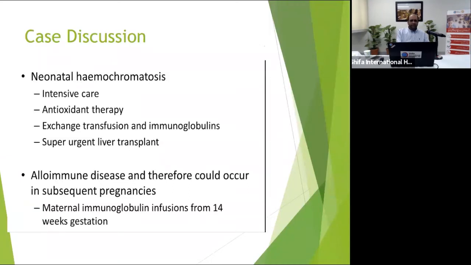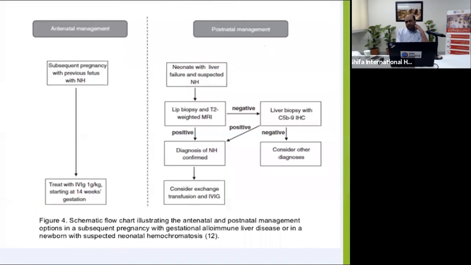is that for the medical students to understand, this condition is just like Rh or ABO incompatibility. This is an alloimmune disease. And in this disease, there are antibodies of the mother, IgG antibodies, across the placenta, that damage the baby's hepatocytes. That further leads to the progression of this disease. If this disease is diagnosed, in the subsequent pregnancy, IVIG to the mother starting from 14 weeks of gestation is indicated. When diagnosing these babies, if the lip biopsy is negative, then do the liver biopsy and look at C5b9 staining. And then that can lead to the confirmation of this diagnosis.